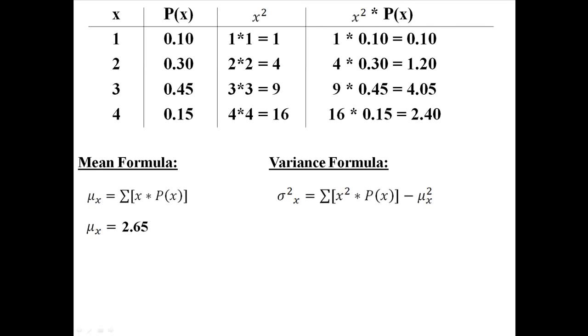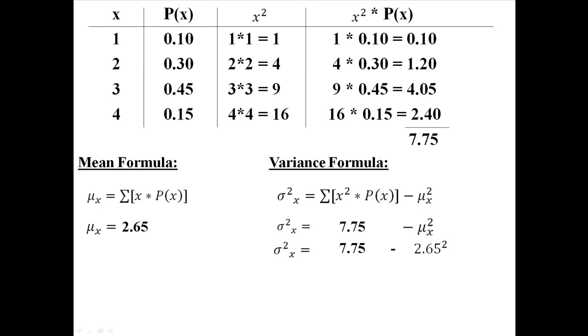X squared, which is 1, times the probability associated with 1, which is 0.10, equals 0.10, and so on. 4 times 0.3 is 1.20. So now we have all of the x squared times each probability. Now what we need to do is add those together, and if we add all those together, we have 7.75, which is the first part of that formula. That whole thing, that sum of x squared times probability, is 7.75.